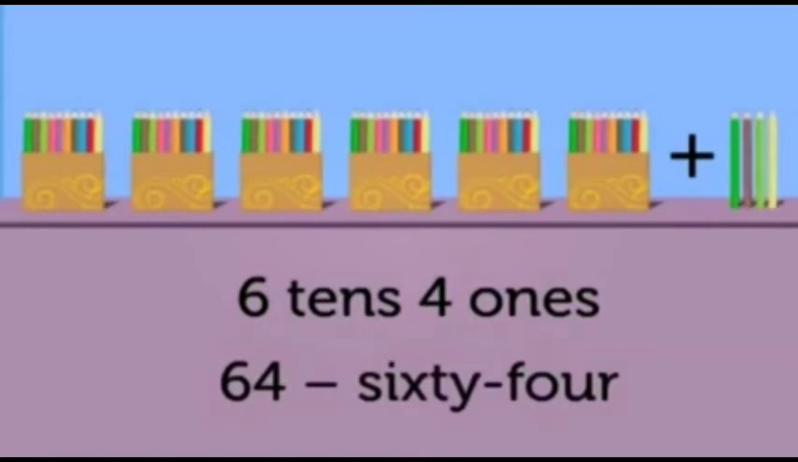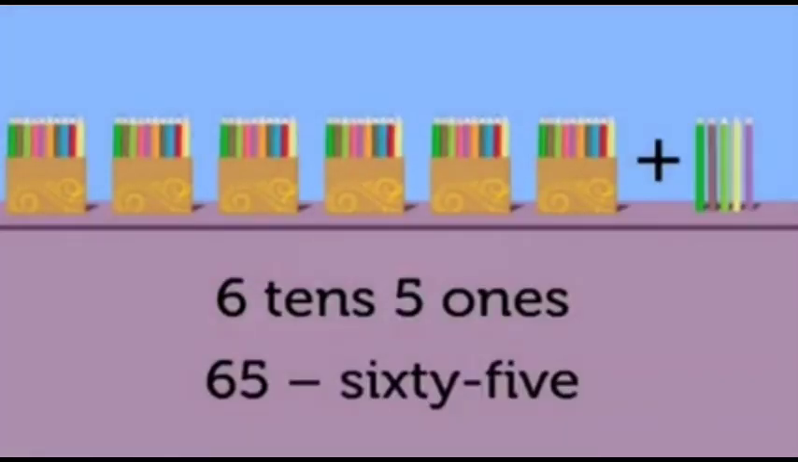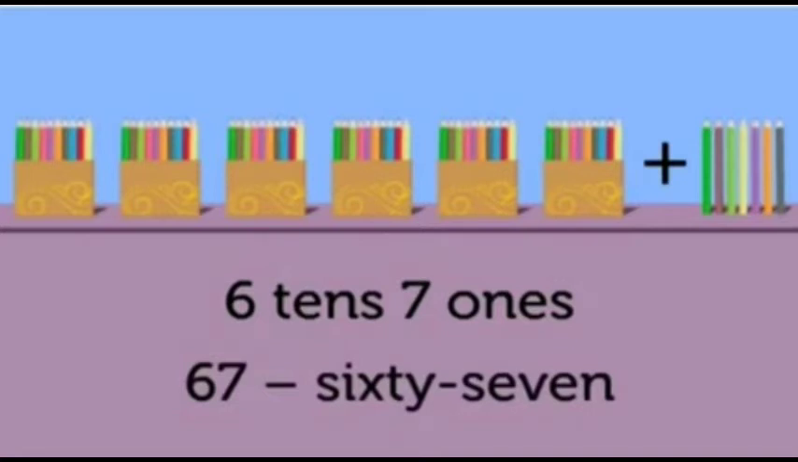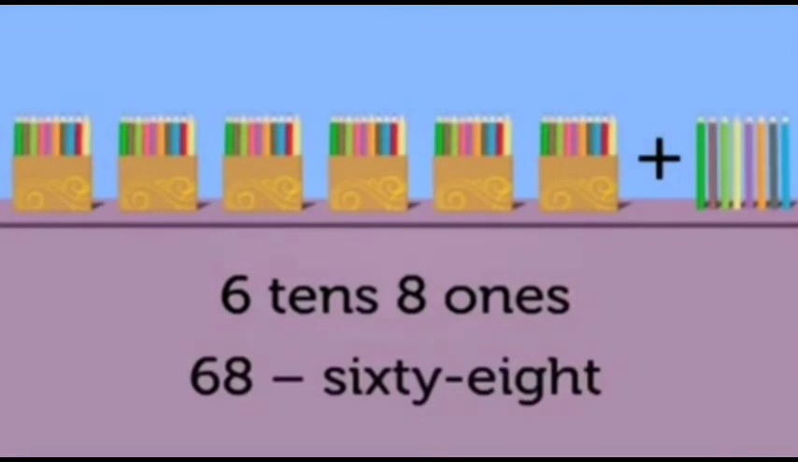64. S-I-X-T-Y, 60, F-O-U-R, 4, 64. 6 tens, 5 ones, 65. S-I-X-T-Y, 60, F-I-V-E, 5, 65. 6 tens, 6 ones, 66. S-I-X-T-Y, 60, S-I-X, 6, 66. 6 tens, 7 ones, 67. S-I-X-T-Y, 60, S-E-V-E-N, 7, 67. 6 tens, 8 ones, 68.